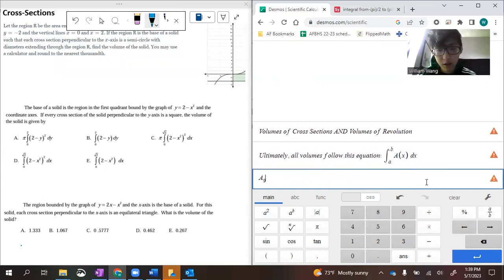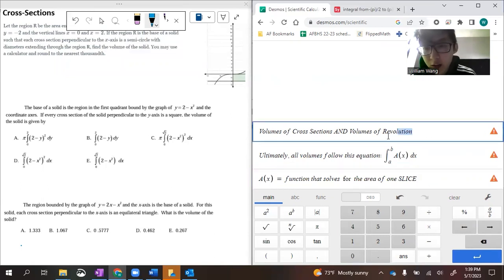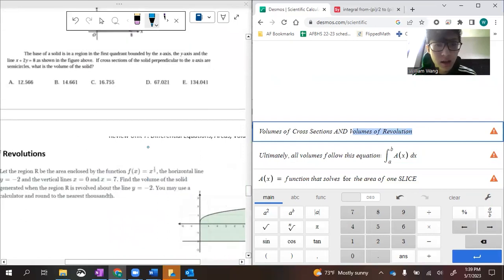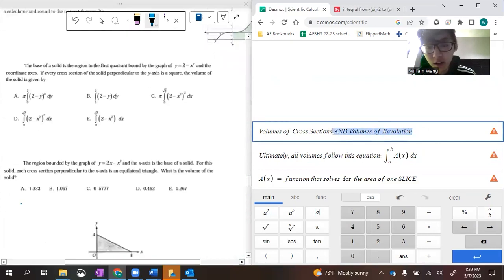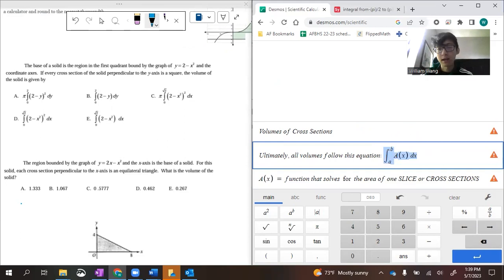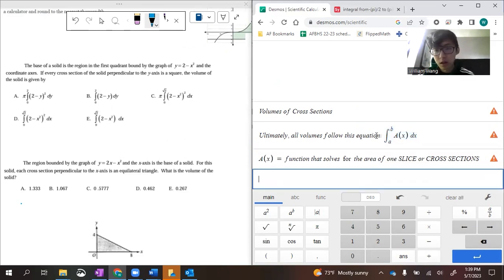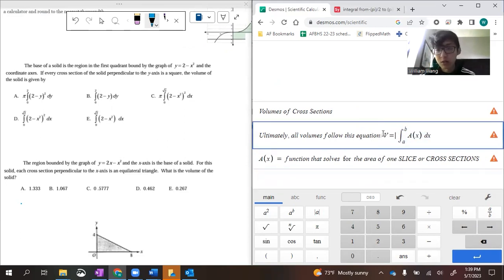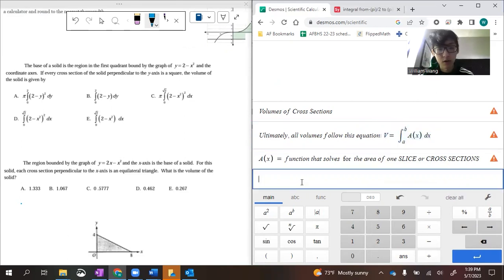And my area function is the function that solves for the area of one slice, right? So in a way, all volumes of revolution, which is this next section, is really just going to be the volume of a cross section. They're all volumes of slices or cross sections. So I'll show you what I mean by this, but I'm going to go back to this simple equation where my volume is equal to this. I'm going to go back to this over and over again.